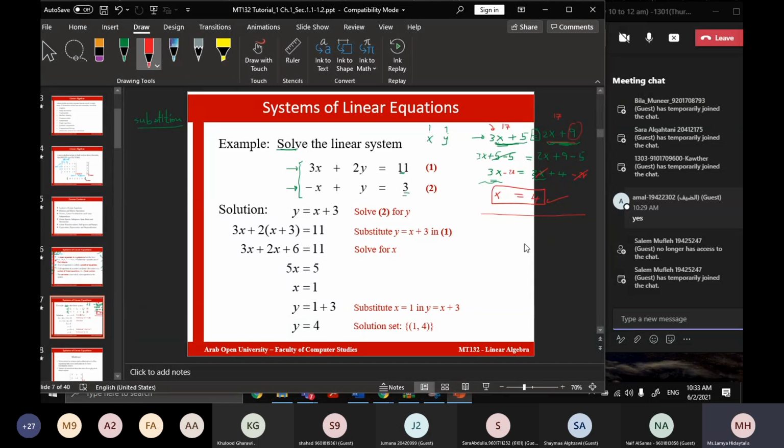Okay, let me remind you. It is just like a balance. If we have a balance, a mizan, it has two hands, correct? So we have this hand, and as well we have that hand, and they are balanced.